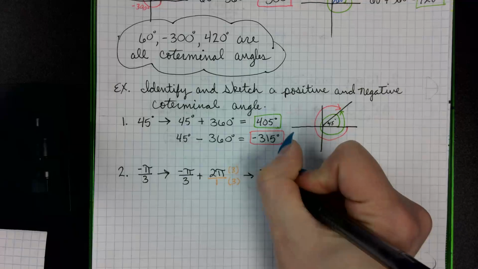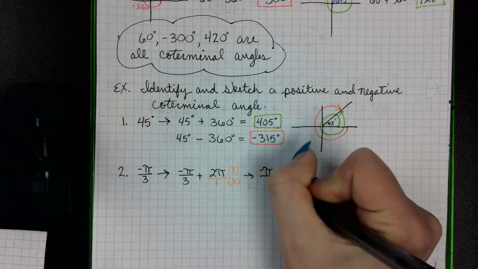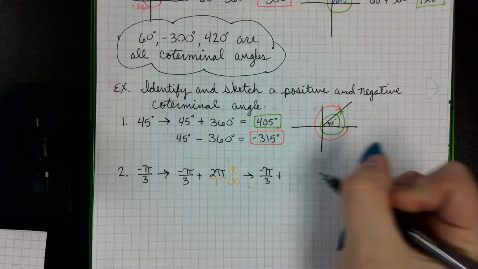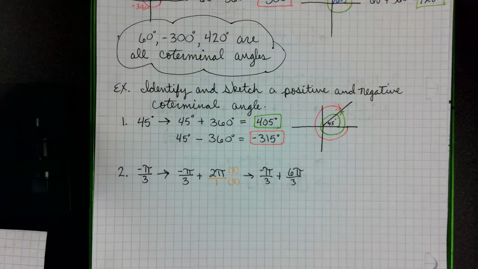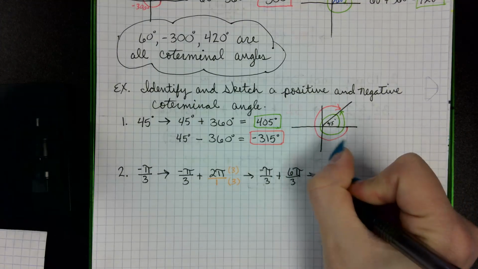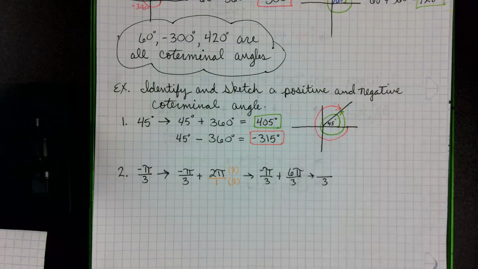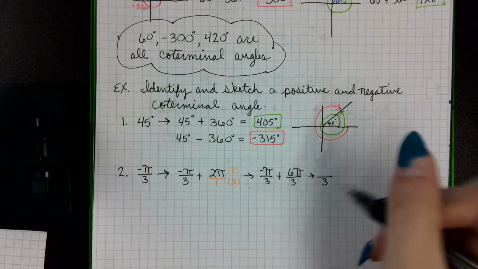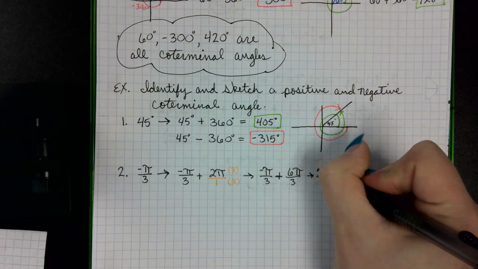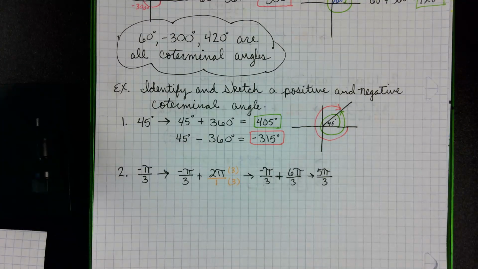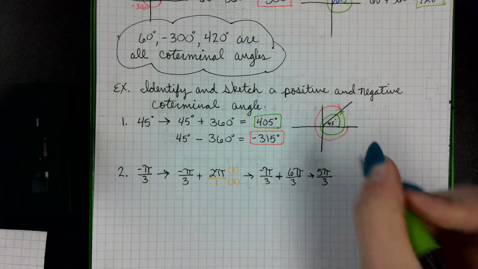So now we have negative pi over 3 plus 6 pi over 3. So we have a common denominator of 3. We have negative 1 pi plus 6 pi. So that's the same as saying 6 minus 1. So that's 5. And what are they? They are pi's. So we have 5 pi over 3. And that is going to be my positive coterminal angle.